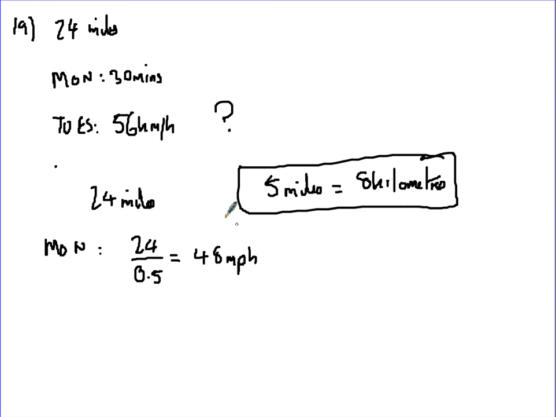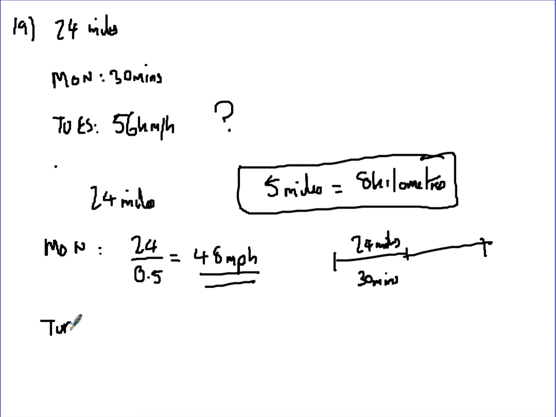Now that makes sense because in half an hour, I'm going to draw it like a scale if this makes more sense. In 30 minutes he travelled 24 miles. So how far is he going to travel in an hour? Well, it's double that, isn't it? So 48 miles per hour.